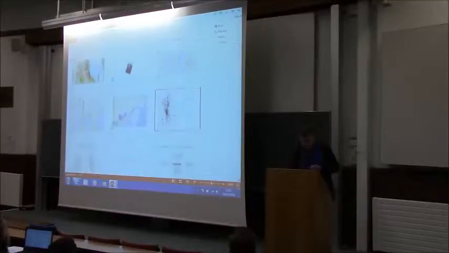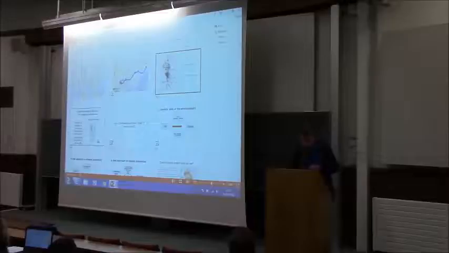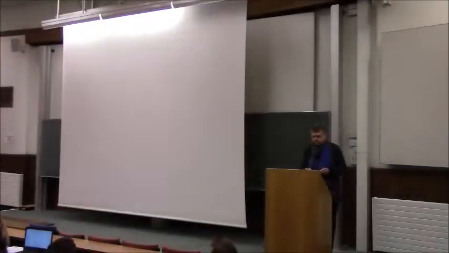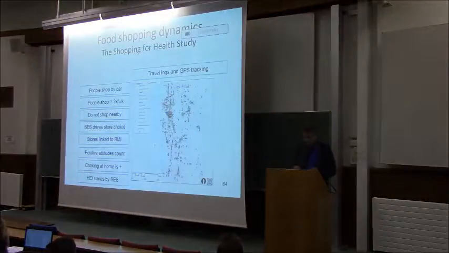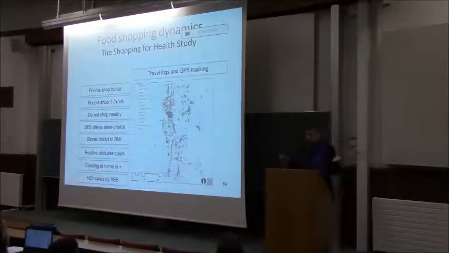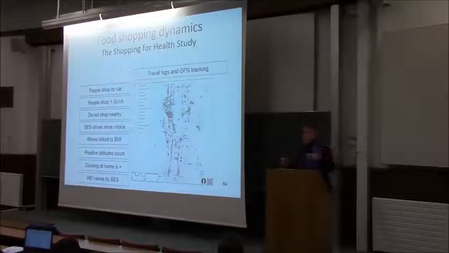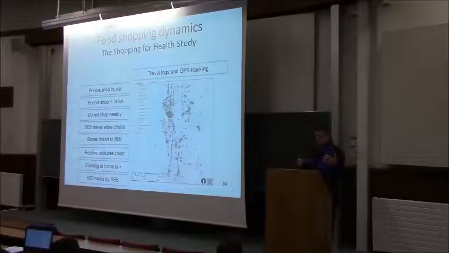So just to summarize the food shopping dynamics, this is what we're finding in Seattle. People shop by car. People shop once or twice per week. They do not shop nearby. They go all over the place. Socioeconomic status drives store choice. Store choice is linked to body mass index. Positive attitudes do count, so it's not just economics.